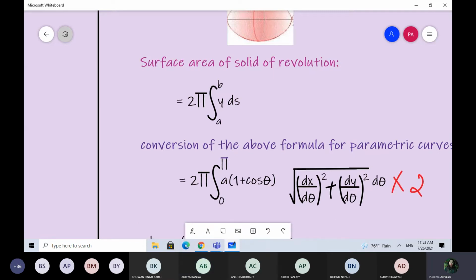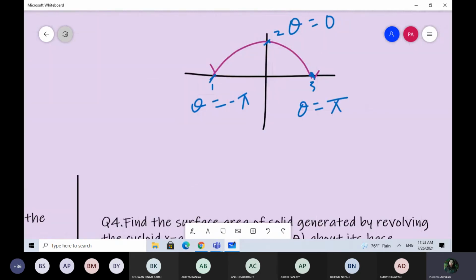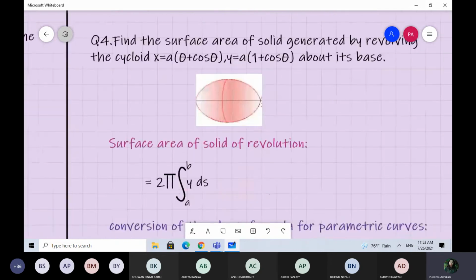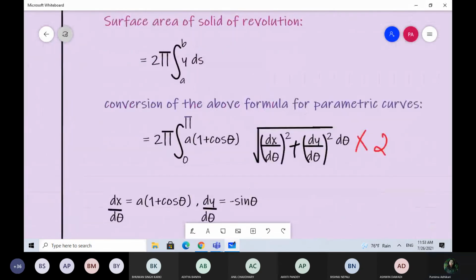Because 0 to pi is going to give you half of the solid, isn't it? 0 to pi means the upper half portion, so you will get half of the solid form. So you have to multiply by 2 in this case. So keep this in mind.